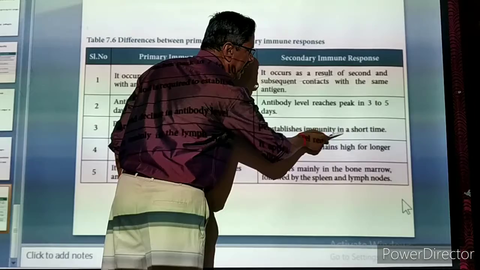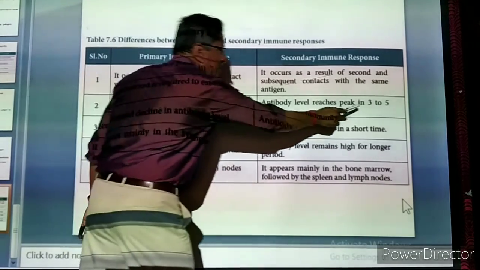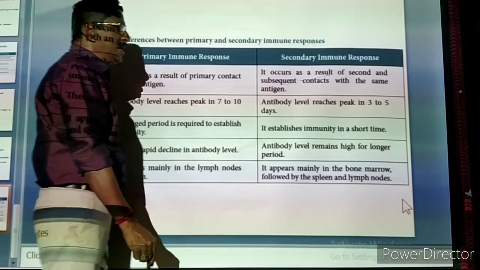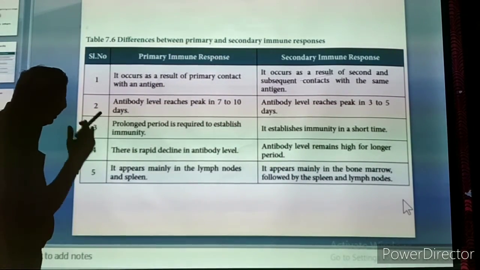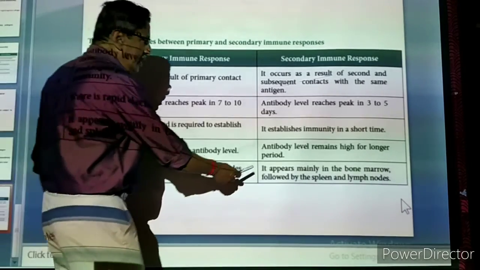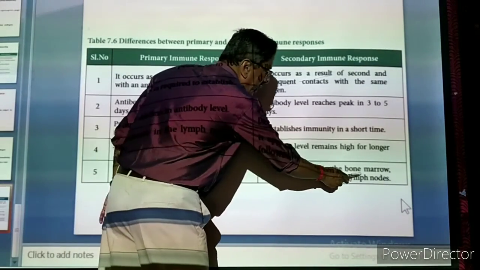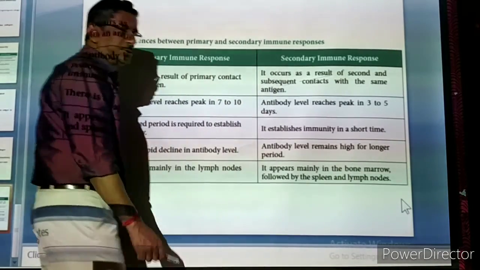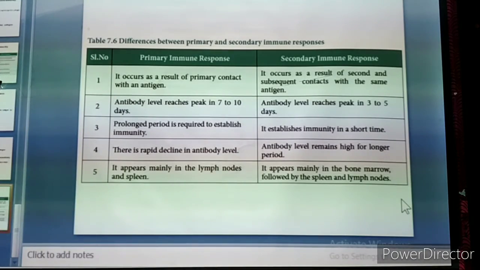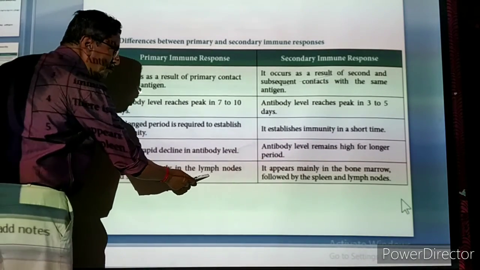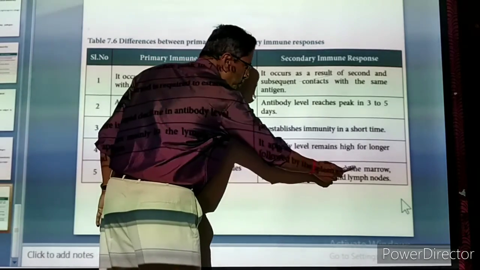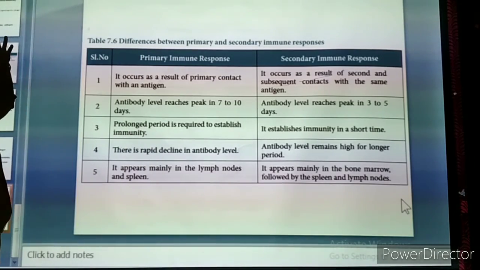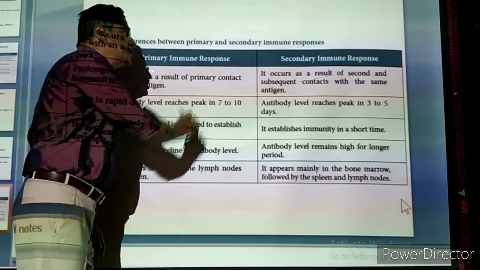It establishes immunity in a short period of time. Antibody level remains high for a long period of time. Once it is produced the second time, that immunity will be there for a long time. It appears mainly in the bone marrow, which I already told you is a part of the immune system, followed by the spleen and the lymph nodes. So these are all the secondary response. In the first response only lymph nodes are involved, but in the secondary response bone marrow, the spleen and the lymph nodes are all involved. Many are involved, so the immunity developed by secondary response will be stronger immunity.